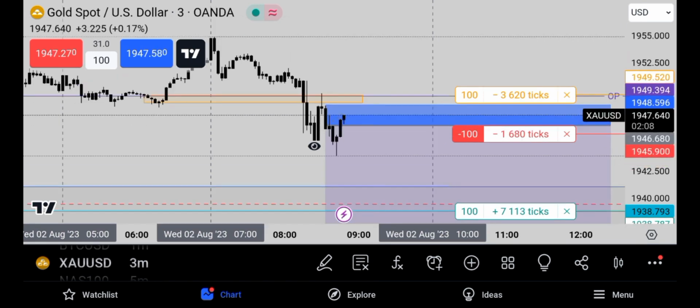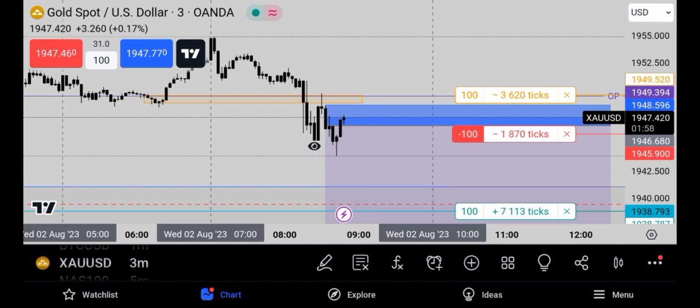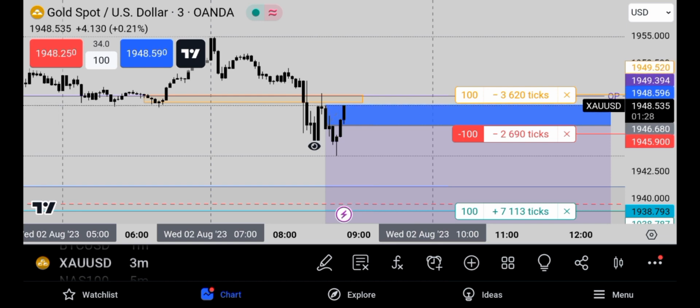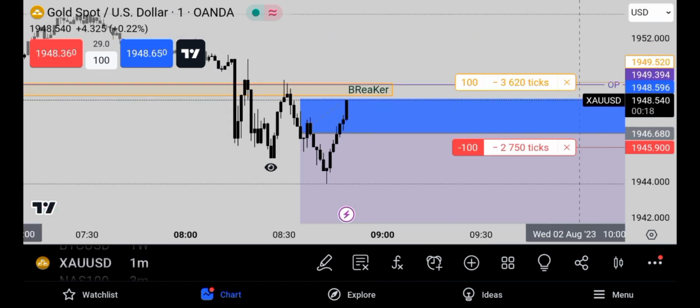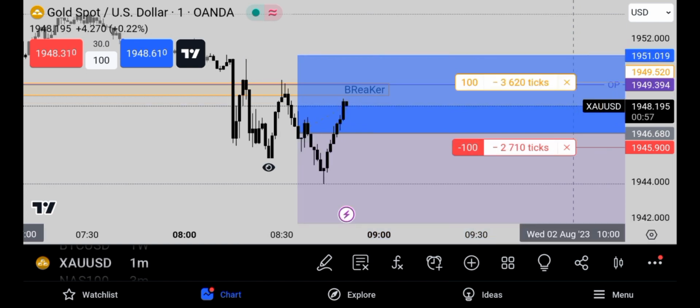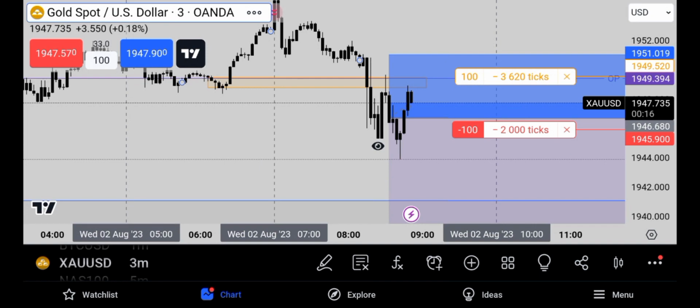So here I see that price wants to pull back into that breaker one more time. I allow for it because it's still valid. The trade is still valid so long as it's not above the breaker, right? So let me just move my stop loss. It was too tight, too close. It was below the breaker.